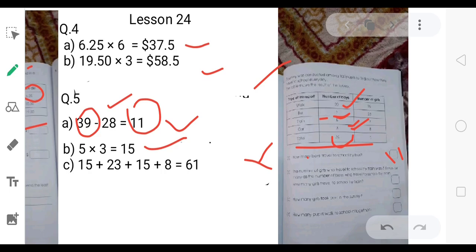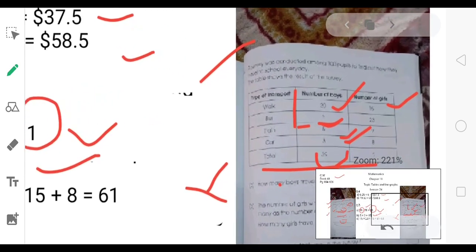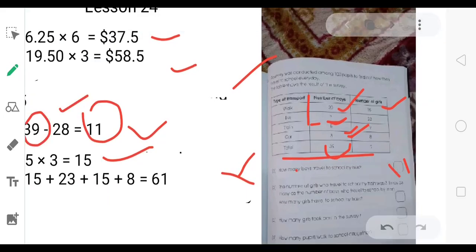Okay. Now the next part, C. How many girls took part in the survey? What will you do? When you complete all the parts, listen to me. In this one here, first, the girls who go to school by walk. How many? 15. By bus, 23. By train, that is 15. By car, that is 8. So what will be the total amount of girls? That is 61. You will add all this.